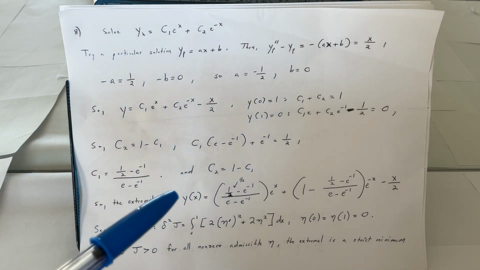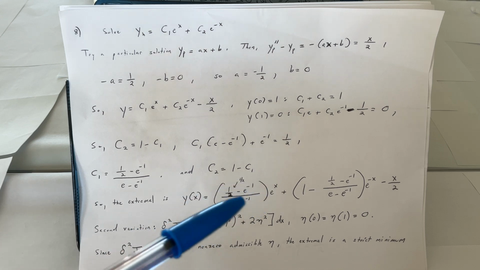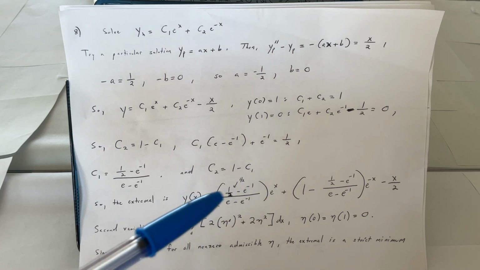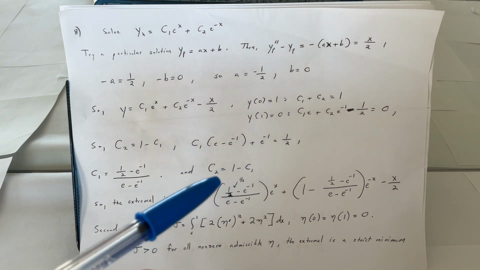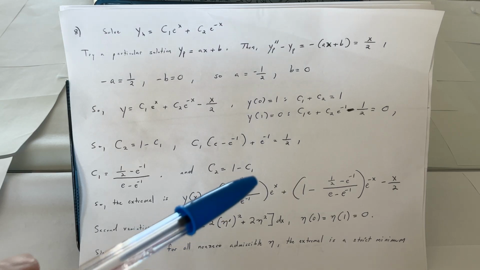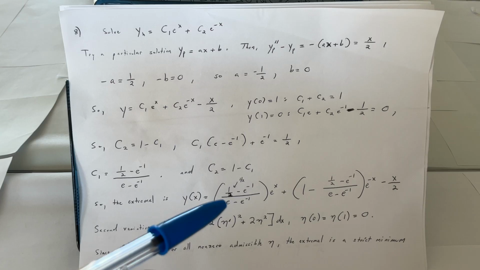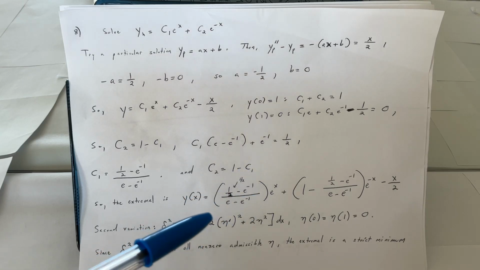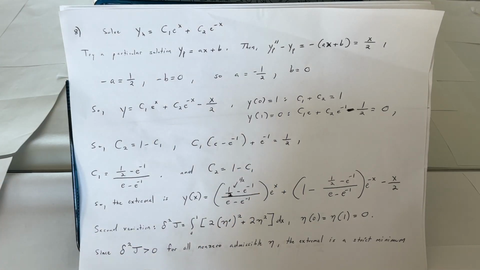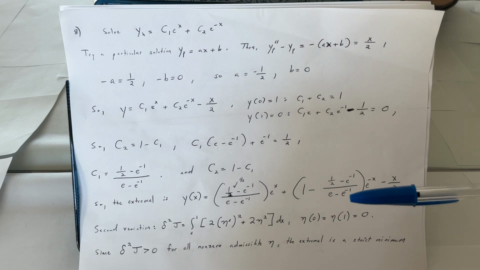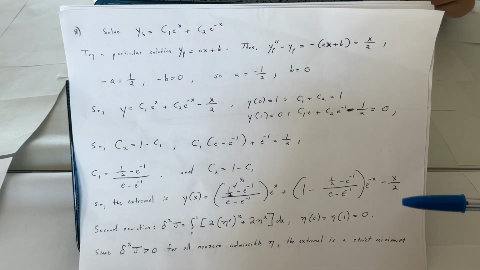So the extremal is y of x equals the quantity (1/2 minus e to the negative 1) over (e minus e to the negative 1) times e to the x, plus the quantity 1 minus (1/2 minus e to the negative 1) over (e minus e to the negative 1) times e to the negative x, minus x over 2.